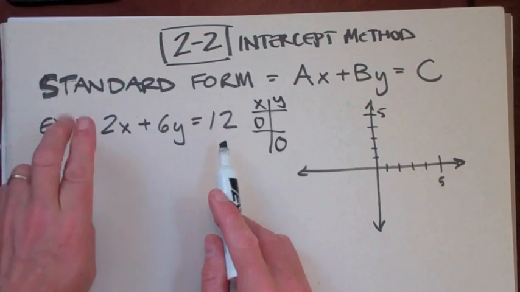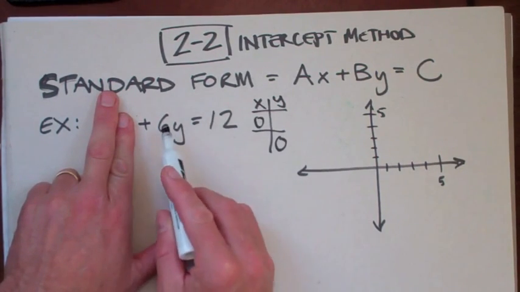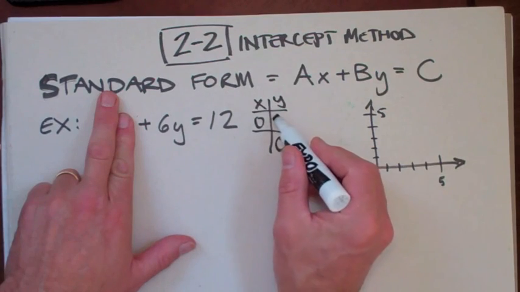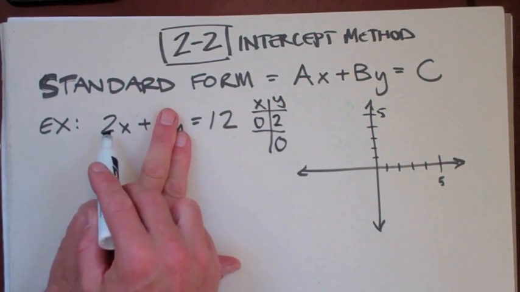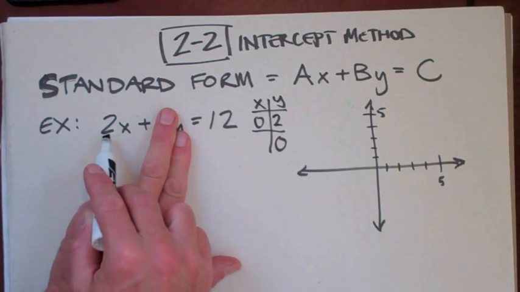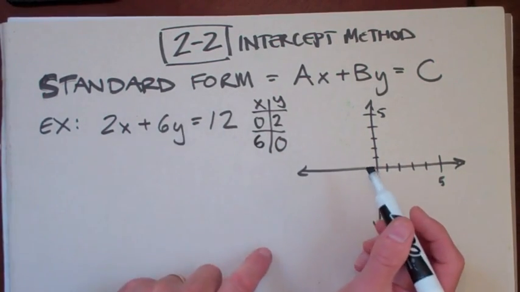So when x is 0, just cover up the x and ask yourself 6 times what gives me 12? Or just divide both sides by 6 and you're going to get 2. And then when I cover up y, and I have y be 0, and I ask myself 2 times what gives me 12? Well, that's going to be 6. Okay, then I just plot these 2 points.